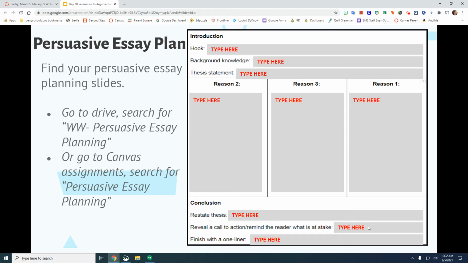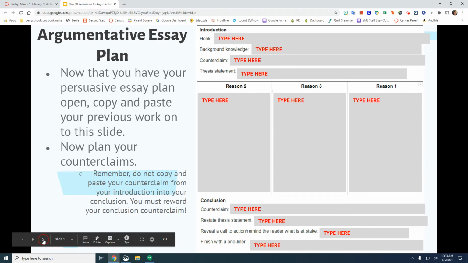Then you remind the reader what is at stake. So depending on your audience, if they don't do the call to action, what may happen as a result. And then you finish with a one-liner. The one-liner is a strong statement. It could be a quote from a famous person. It could be a statistic, but it's ending your paper. That's what is going to stick in the reader's mind.